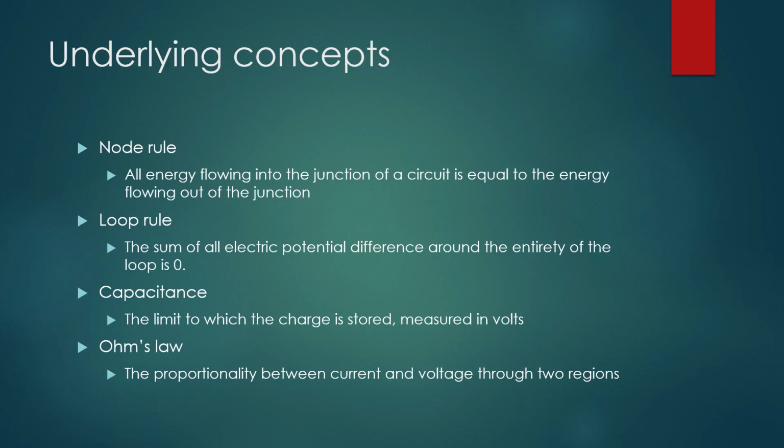Underlying concepts. Node rule: all energy flowing into the junction of a circuit is equal to the energy flowing out of the junction. The loop rule: the sum of all electric potential differences around the entirety of the loop is zero. The capacitance: the limit to which the charge is stored, measured in volts. And then Ohm's law: the proportionality between current and voltage through two regions.